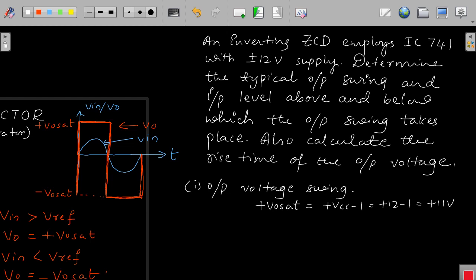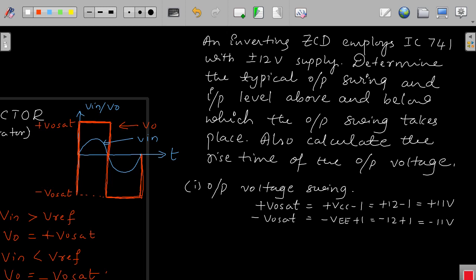Here I will be a little elaborative, but later we take these things for granted and go with the values quickly. So minus VEE plus 1, that is minus 12 plus 1, minus 11. So these need not be calculated. When the supply voltage is plus or minus 12 volts, your output swing will be plus or minus 11 volts, that you can take for granted, right? So this is one thing.